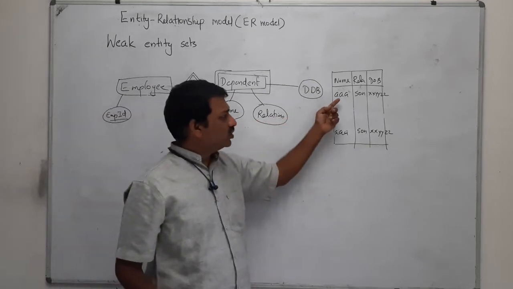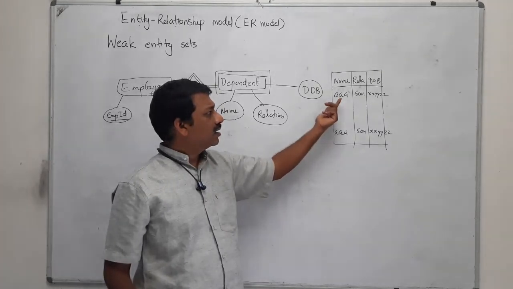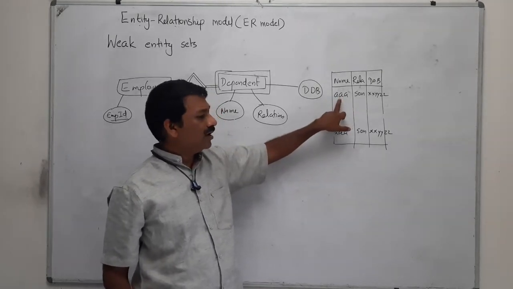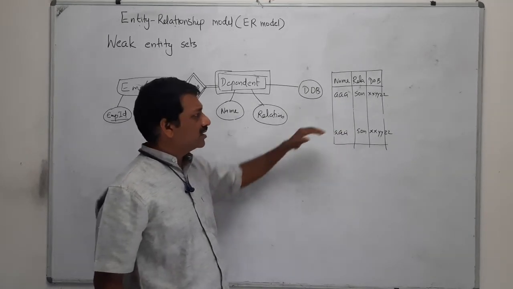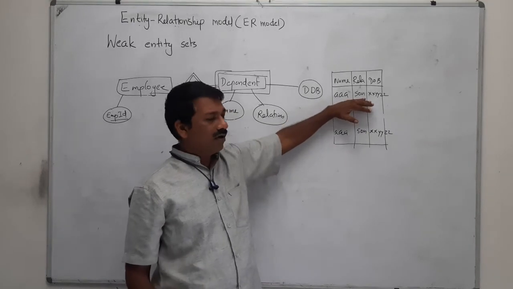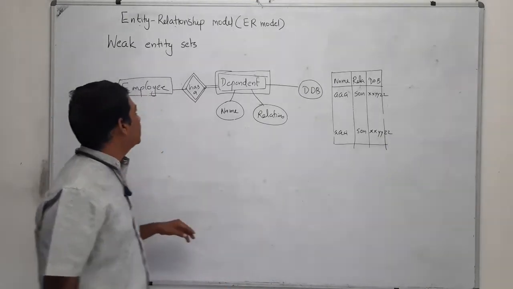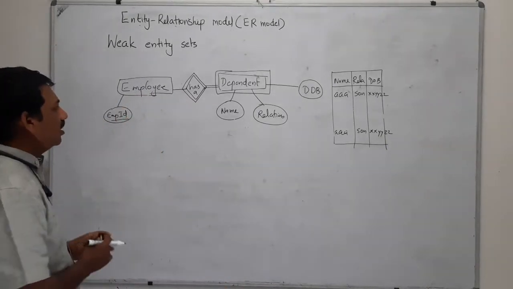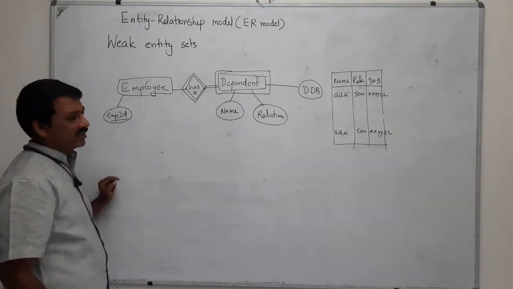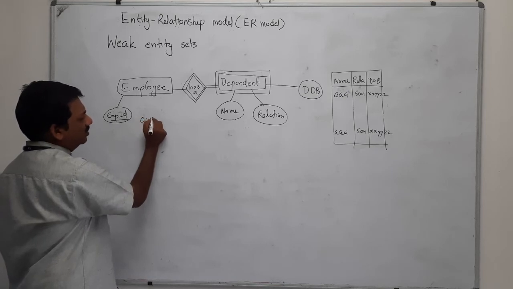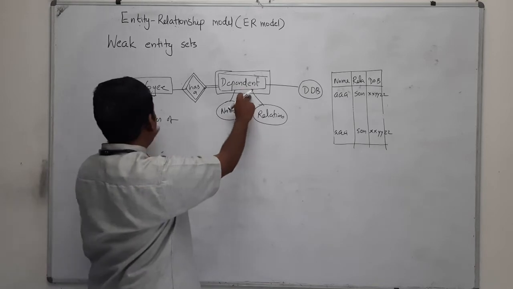So if you want to distinguish between this and this, you should know who the employee is. This is the dependent of some employee, and this is the dependent of some other employee. That means this tuple or this entity is dependent on some other entity. In that case, we call this the owner of that. This is the owner of this dependent, and this is owned by.